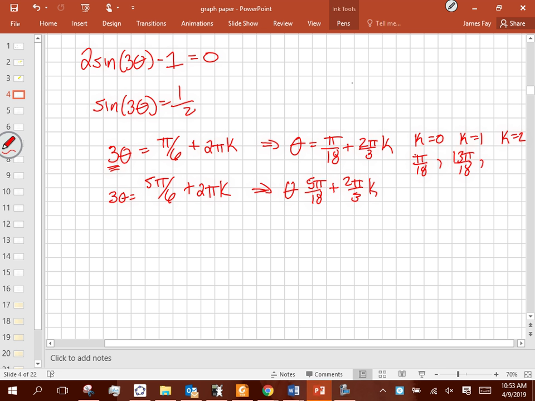And now k is 2. Now here's the thing. I'm adding the same common difference. I really have basically an arithmetic sequence here. So what was the common difference between these two? 12 pi over 18, right? So I'm going to add that same 12 pi over 18 and you get 25 pi over 18. Down here you do the same thing.